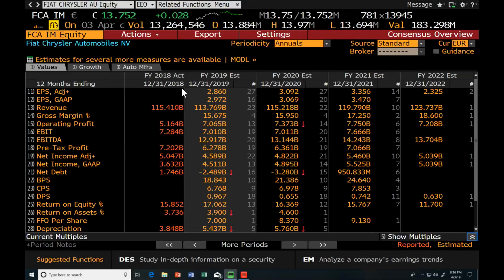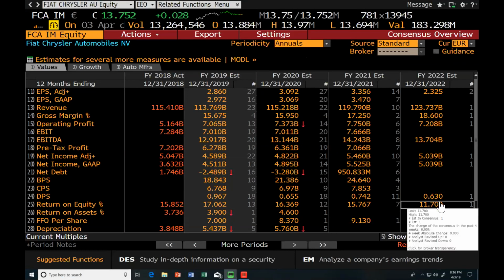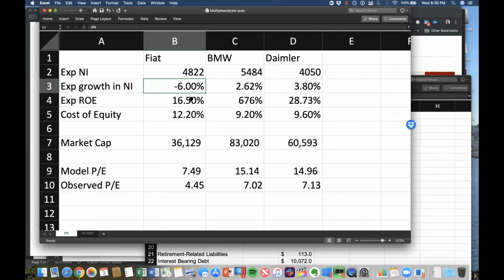My guess is when the market is looking at this trend in return on equity, they're not just looking at the next 3 years. It's continuing to go down. And by the way, when you get down to 11.7 and you grow it, matter of fact, it's probably going to be something more like this.